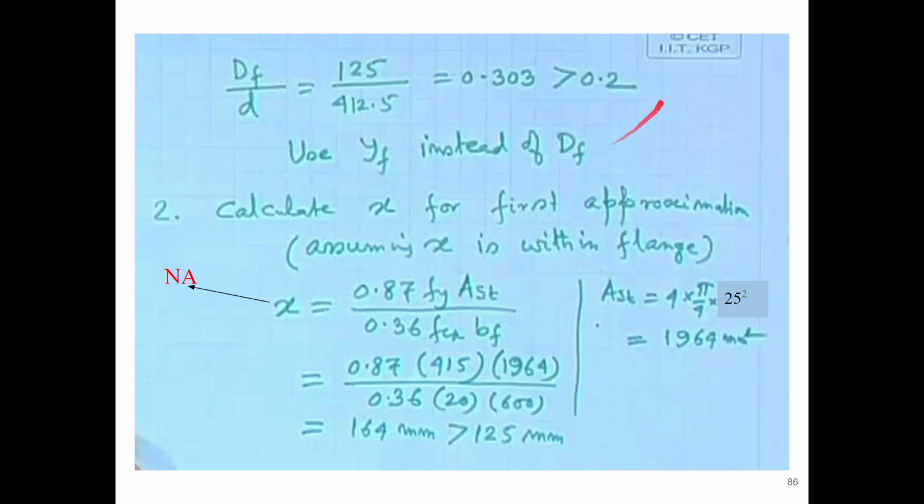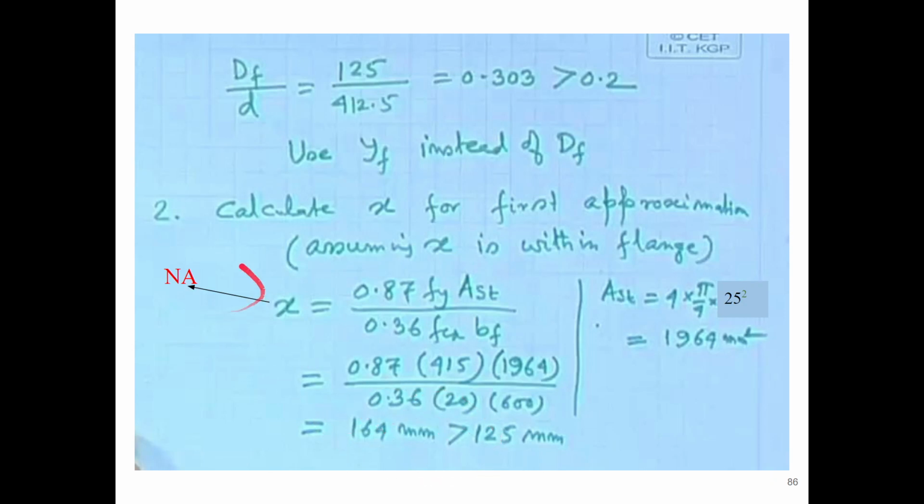First we see whether it is case 2. If Df by d is less than 0.2, it is case 2. If it is greater than 0.2, it will be either case 1 or case 3. For that we find x. So Df by d is used for finding whether it is case 2 or not, and x is used for finding whether it is case 1 or case 3. We only go for x if we are sure that it is greater than 0.2. Since it is greater than 0.2, it is not case 2, so we found the neutral axis, and because it is greater than 125, it is case 3.